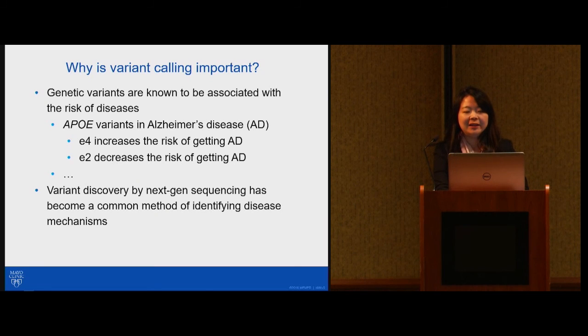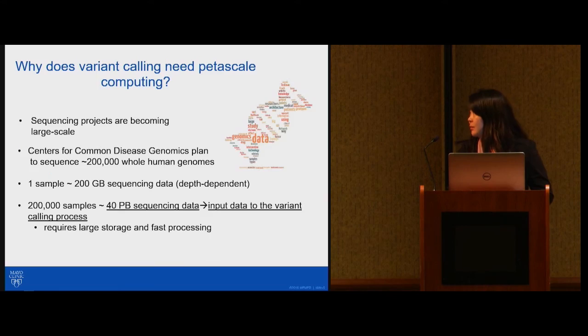So why is variant calling important? It is important because genetic variants are known to be associated with the risk of many diseases. One famous example is the ApoE variants in Alzheimer's disease. The E4 allele can increase the risk of getting AD by 12-fold. And the E2 allele, which is more rare, can actually decrease the risk of AD by up to 40%. And this is certainly not the only example here. Nowadays, variant discovery by next-generation sequencing has become a common method for identifying disease mechanisms.